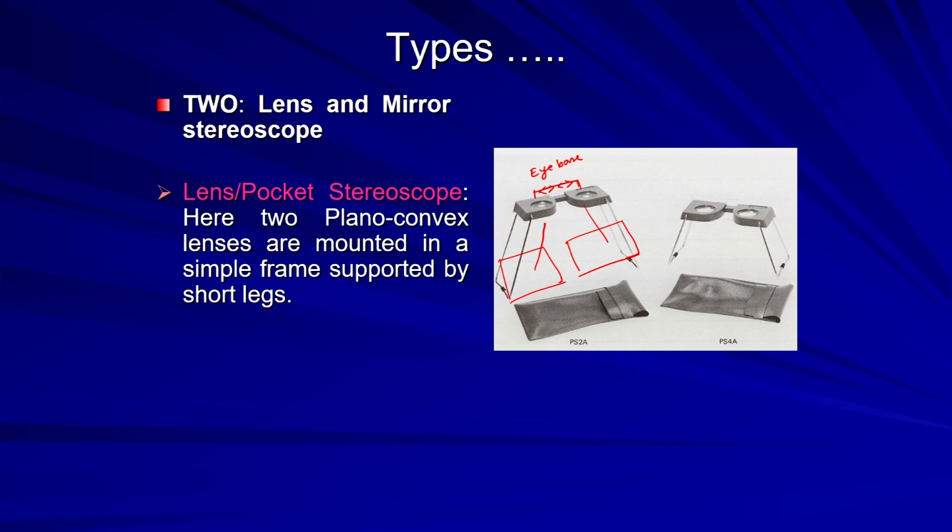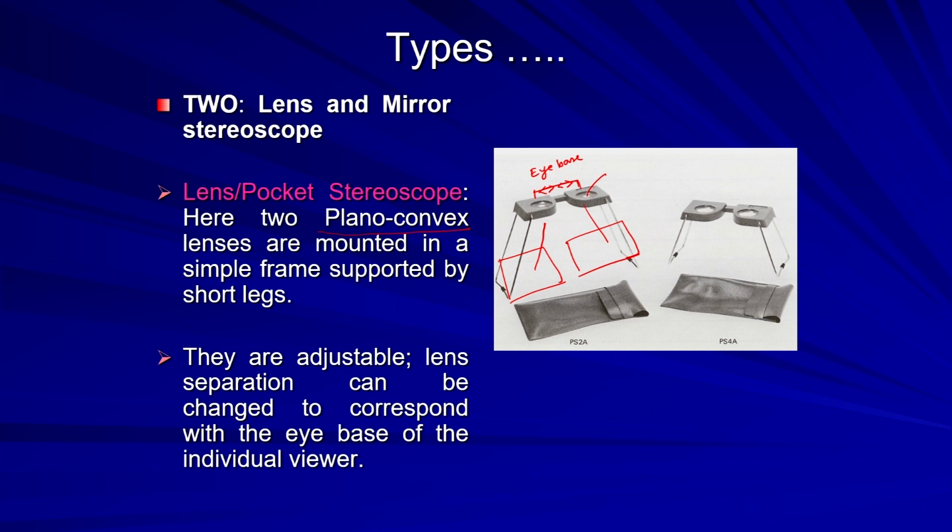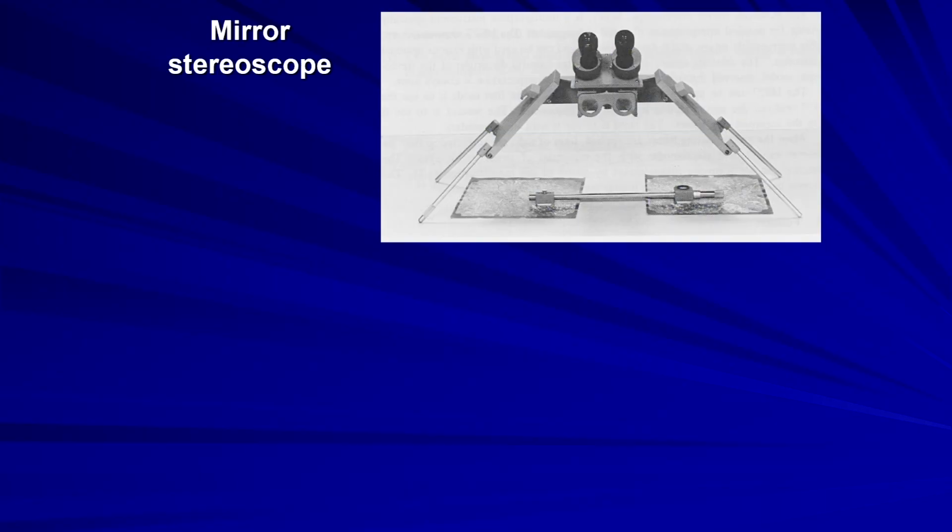What we have here are plano-convex lenses mounted. It is very commonly used. So, if you have the stereo photographs, you can carry the pocket stereoscope into the field and try to view the terrain in 3 dimensions. And then we have another one, the mirror stereoscope.